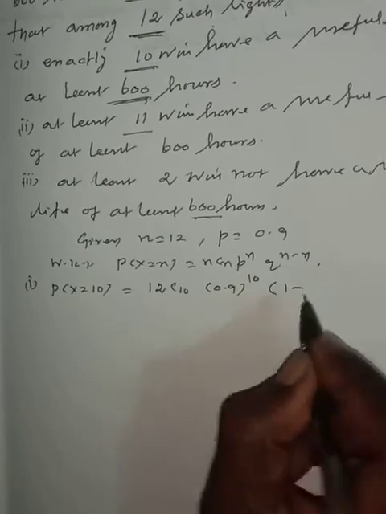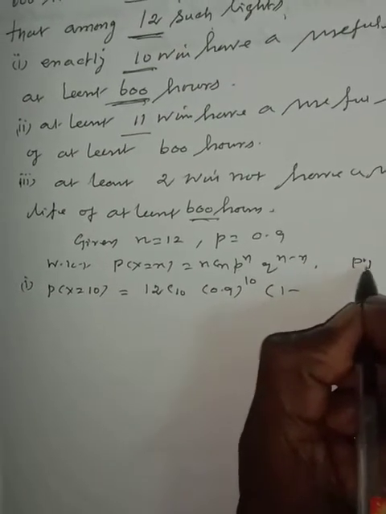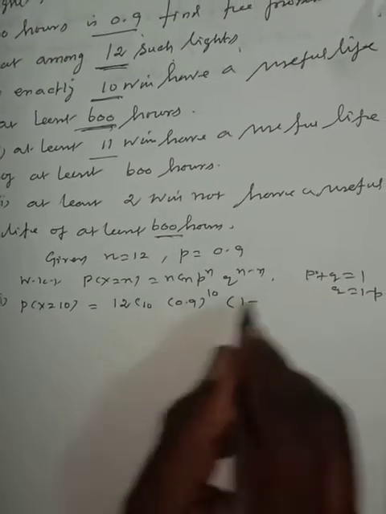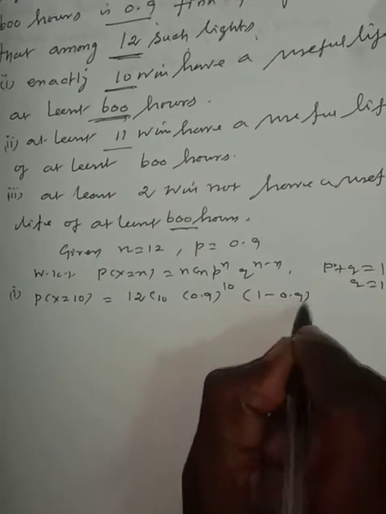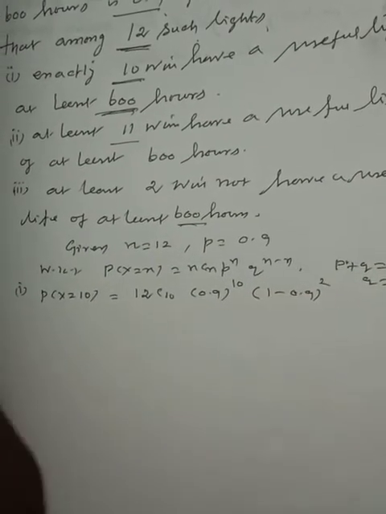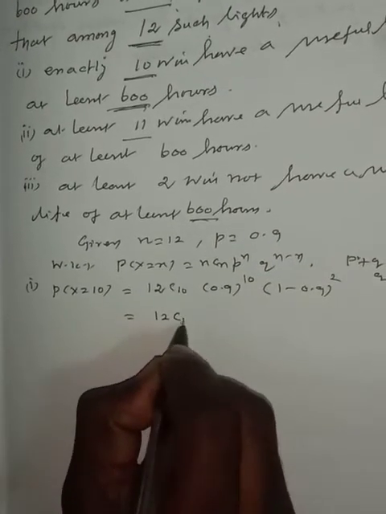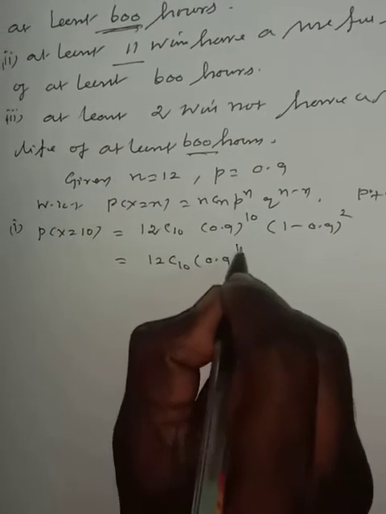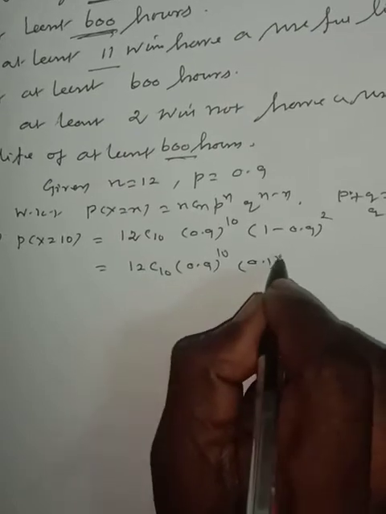Next, p plus q is equal to 1, so q is equal to 1 minus p, which is 1 minus 0.9, which is 0.1. So this is equal to 12C10 into 0.9 whole to the power of 10 into 0.1 whole square.